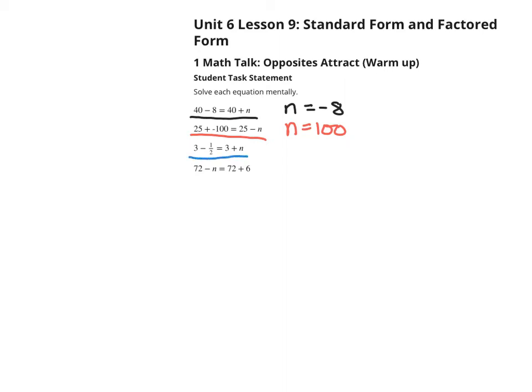Here, I'm just trying to make the left and the right side look the same. 3 minus 1/2 and 3 plus n, I would think n is negative 1/2. And here, looks like n would have to be negative 6 to make the left and the right side all the same.